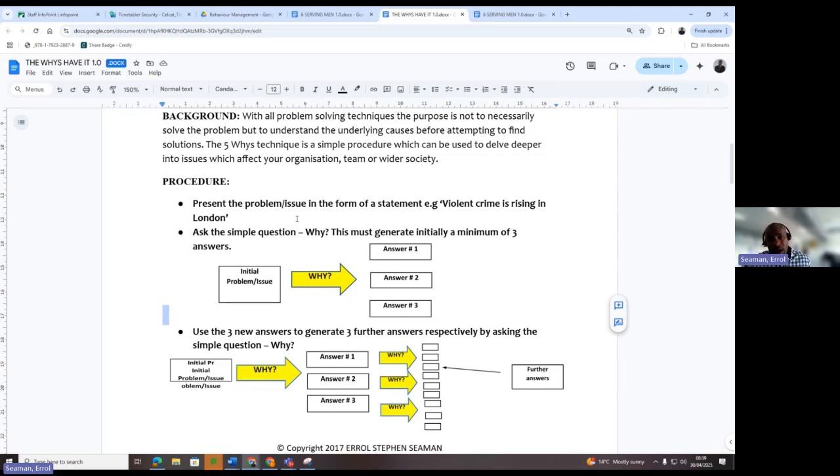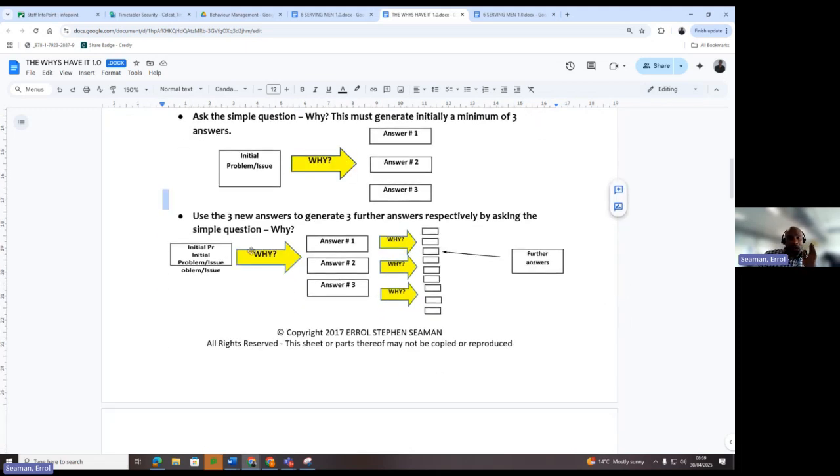Let's say, for example, violent crime is rising in London, and they say why. Someone might say, well, there's high poverty within London. Then we dive even deeper and ask, well, why is there high poverty within London? As you can see, we're differentiating it even deeper, probing 3 sub questions to that particular question. And then we can keep probing deeper. Now we've got the question, well, why is poverty high in London? You might get 3 separate answers, and then we can probe even deeper on those answers.